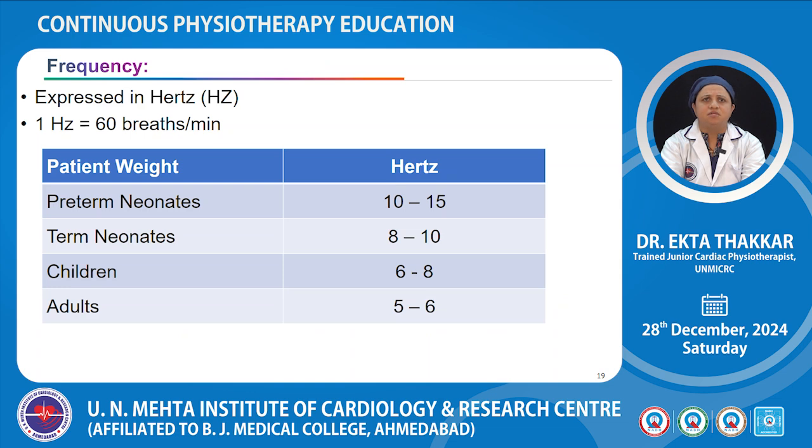Second is the frequency. Frequency is expressed in hertz. 1 hertz is equal to 60 breaths per minute. In preterm neonates, it is 10 to 15 hertz. In term neonates, it is 8 to 10 hertz. In children, it is 6 to 8 hertz. In adults, it is 5 to 6 hertz.